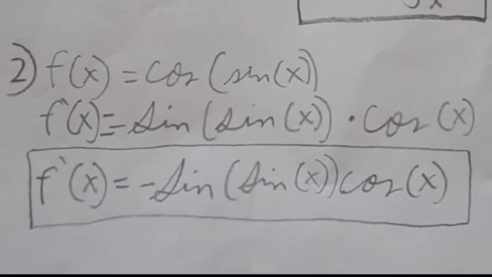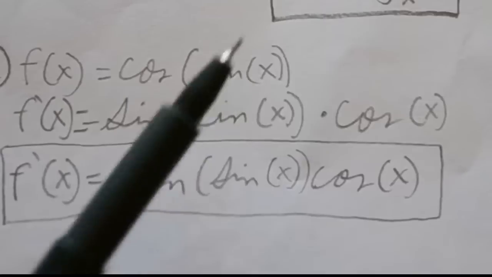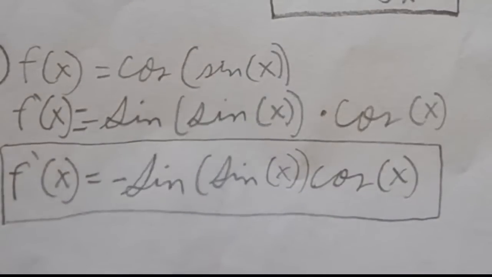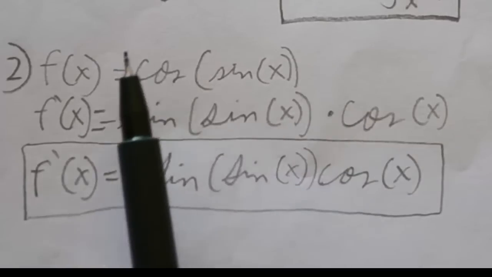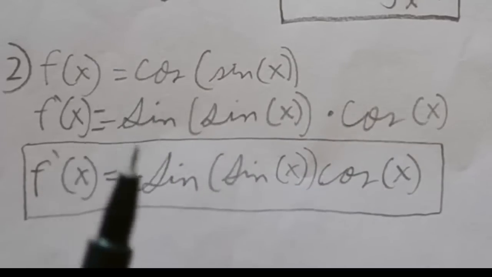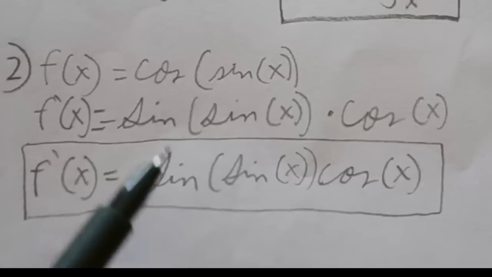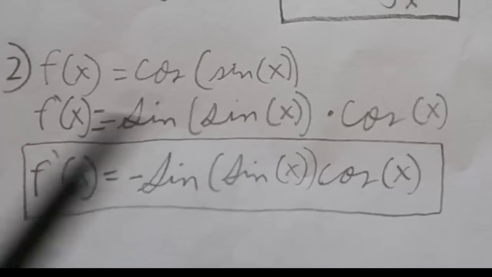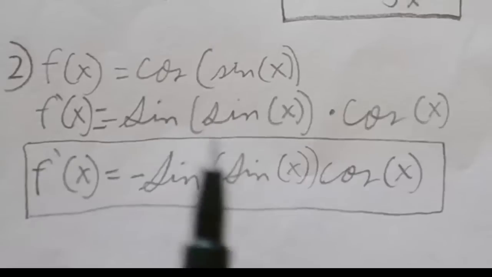Example 2. We're given that the function is the cosine of the sine of x. Well, we have trigonometric functions. We'll use the trigonometric shortcuts. We know the outermost function is cosine, and we find that the derivative of cosine is simply negative sine. Then the inner function is sine. The derivative of sine is cosine. So we'll follow the chain rule.